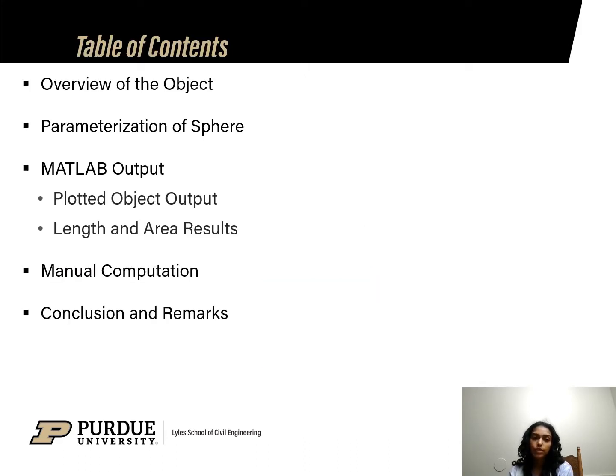This will be the table of contents. The first will be the overview of the object, followed by the parameterization of the sphere, which is my chosen object. Third will be the MATLAB output, which constitutes the plotted object output and length and area results, followed by the manual computation, and lastly conclusion and remarks.